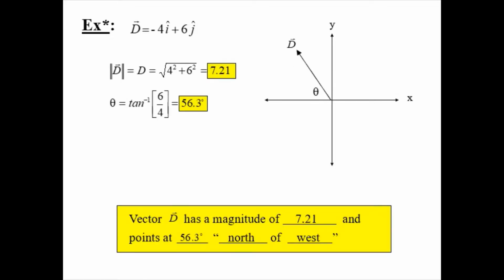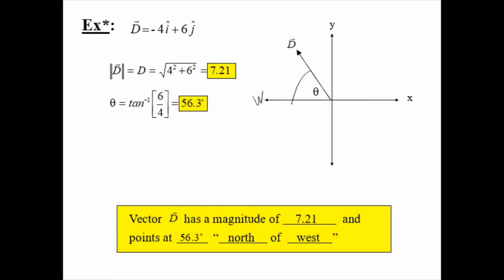And hopefully, if you did this right, you got an answer very similar to what I show here: vector d is 7.21 units long, and the working angle, the smallest angle between the vector and the x-axis, is 56.3 degrees. So completing our statement at the bottom, I would say vector d has a magnitude of 7.21 units, and points 56.3 degrees north of west.